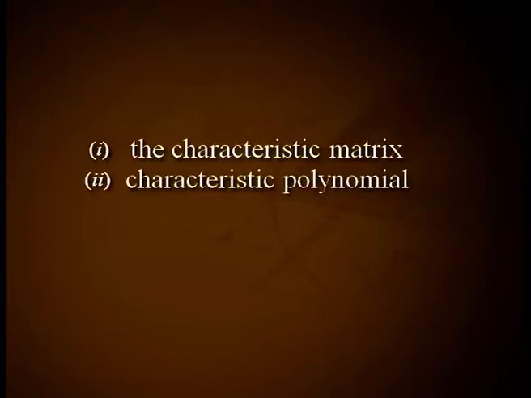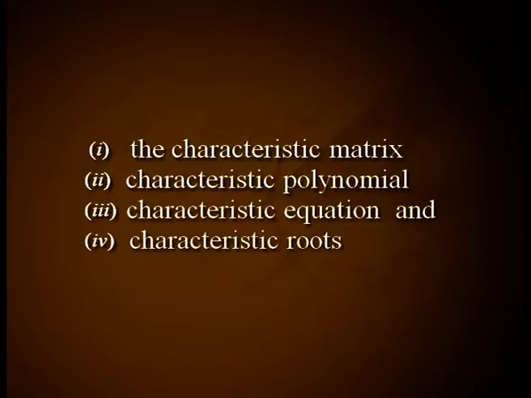Bi are scalars. Now, the polynomial in 3 is a non-zero polynomial of degree n in the indeterminate lambda. This polynomial, usually denoted by phi of lambda, is called the characteristic polynomial of A. We note then that phi of lambda equals the determinant of A minus lambda into I. The equation phi of lambda equal to determinant of A minus lambda into I equal to 0, equation number 4, is called the characteristic equation of the matrix A. The roots of the characteristic equation 4 are called the characteristic roots or latent roots or eigenvalues of the matrix A.